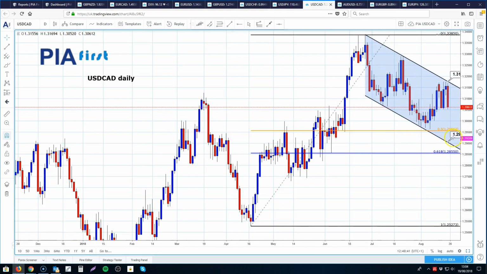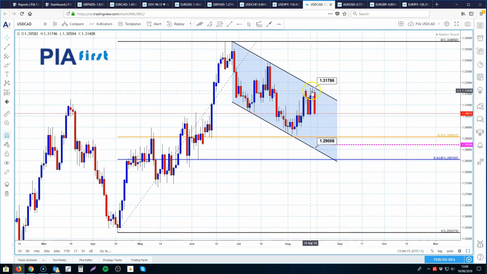Dollar CAD reacted quite aggressively after the figures on Friday from levels close to the channel top. This still looks like a flag at the moment. We've got some bespoke support at 129.19, which is close to the 61.8% pullback level at 128.55.